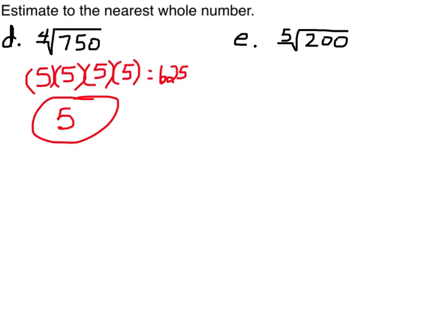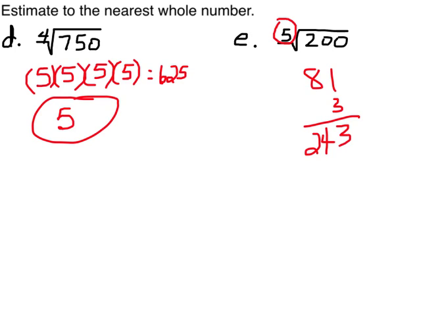Okay, in E, we have the fifth root. Now I'm going to tell you something. Generally, the higher the root number, the smaller is going to be the number that you're looking for because it's going to have to multiply so many times. Alright, so let's try 3. We know that 3 to the 4th was 81, and 81 times 3 is 243. Alright, so that's close. It's a little bit over 200.